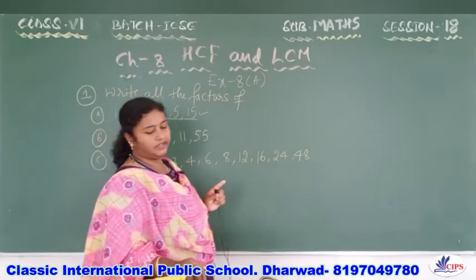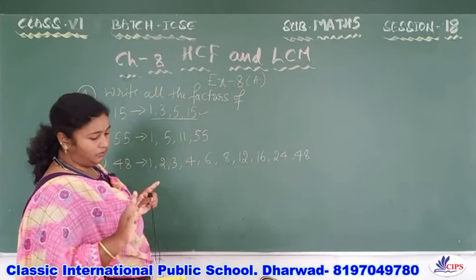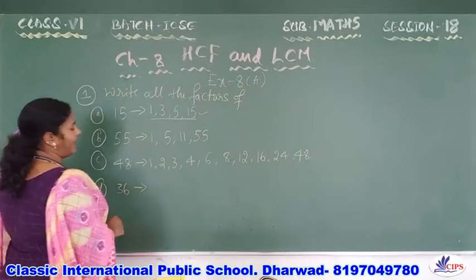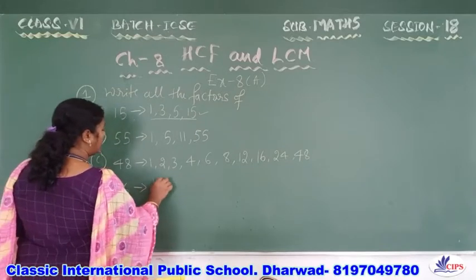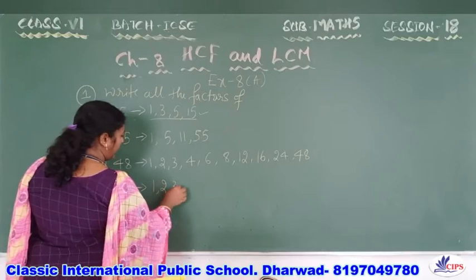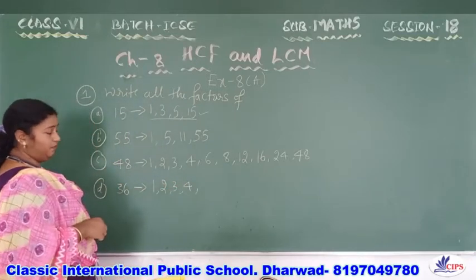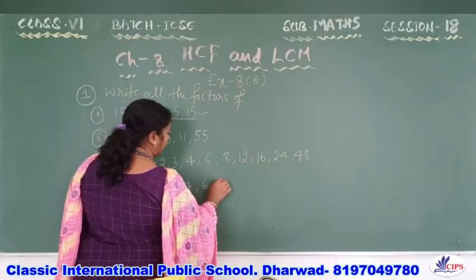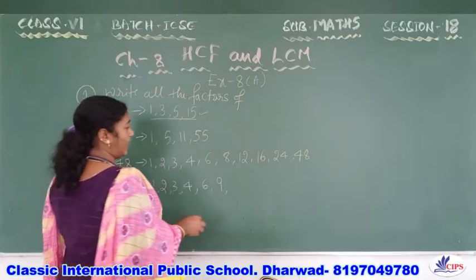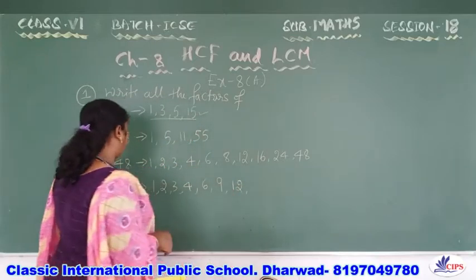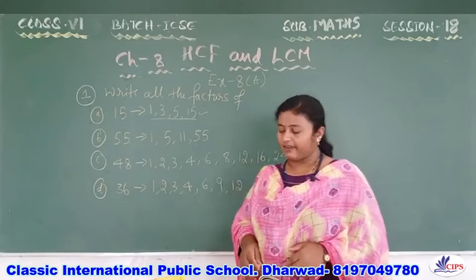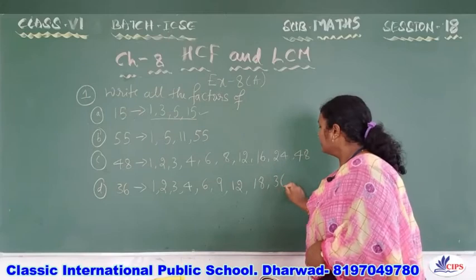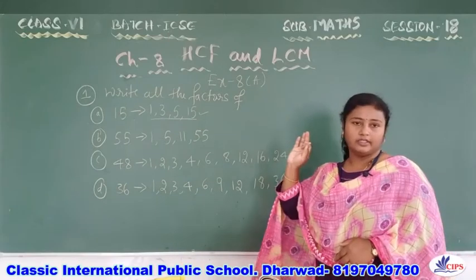The last numbers they have given here are 84, and one more, that is 36. Let me do 36. So the factors of 36 are 1, 2, 3, 4, 5 is no, then 6, 7, 8, 9, 10, 11, 12. After 12, which is the next factor? 18. Then last it is 36. These are the factors of 36.